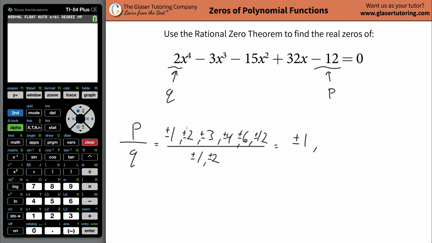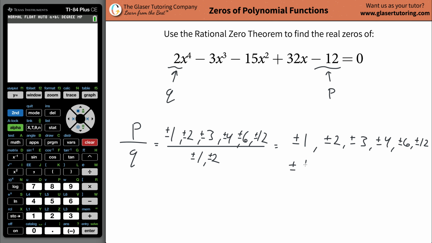Then another possibility is going to be to take this numerator, plus or minus 2, divided by that denominator, plus or minus 1. That results in plus or minus 2. And then you're going to do the same thing for the 3 over the 1 and the 4 over the 1 and so on. So you're going to get all of these possibilities of taking every numerator and dividing it by that single denominator value. And then guess what you got to do? You got to take this value now and put it over this value, and do all the possibilities there.